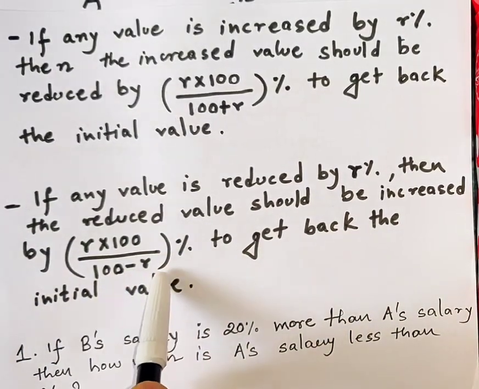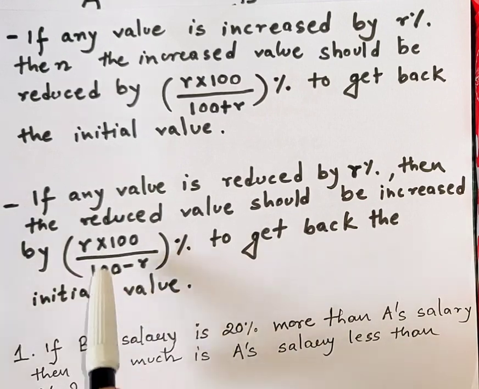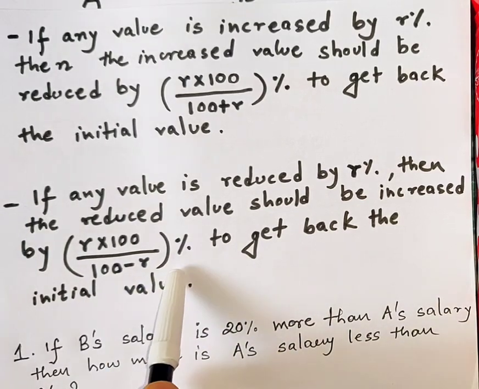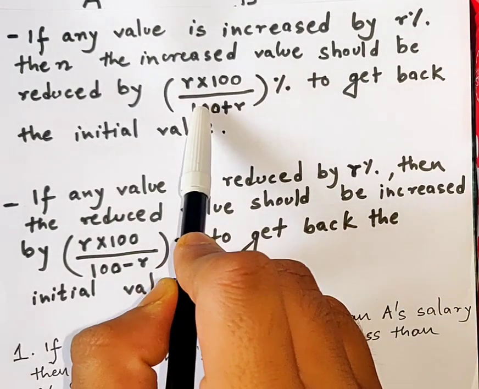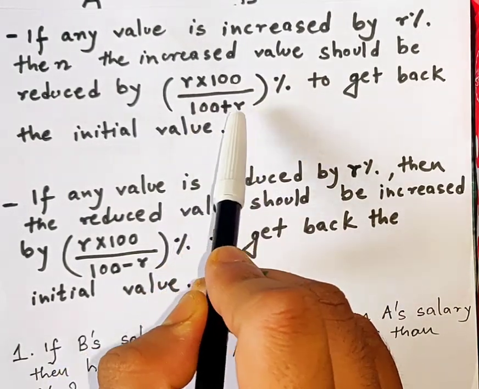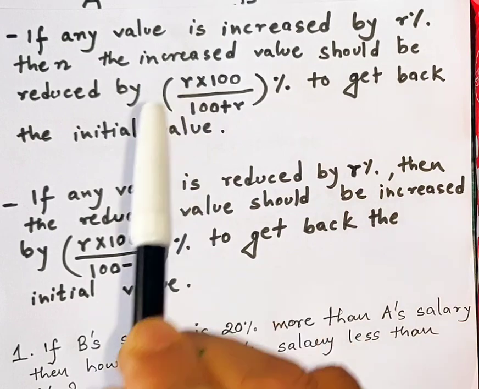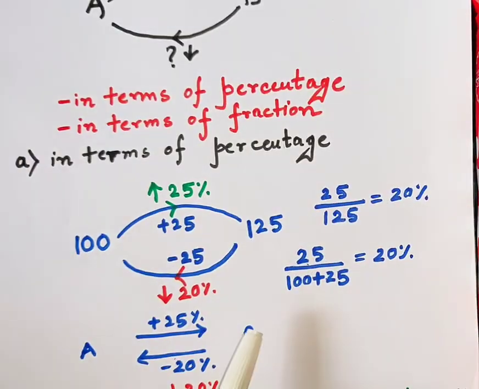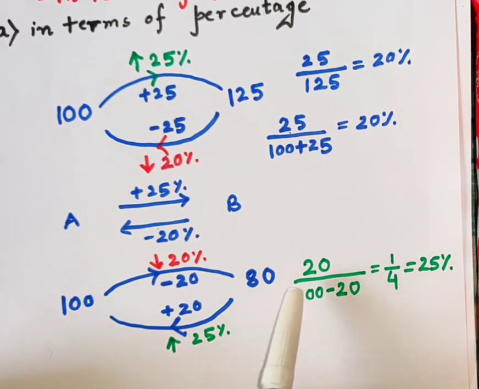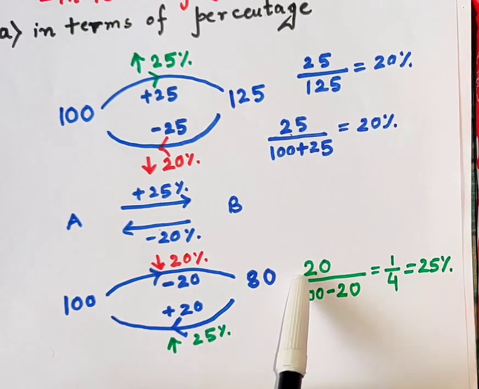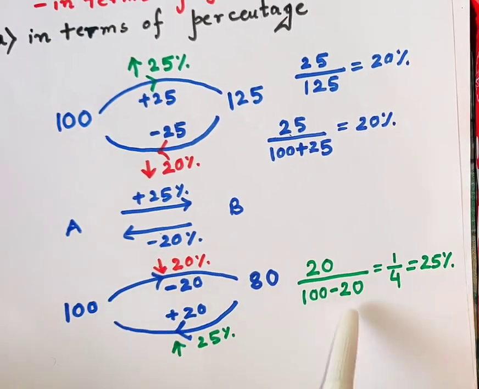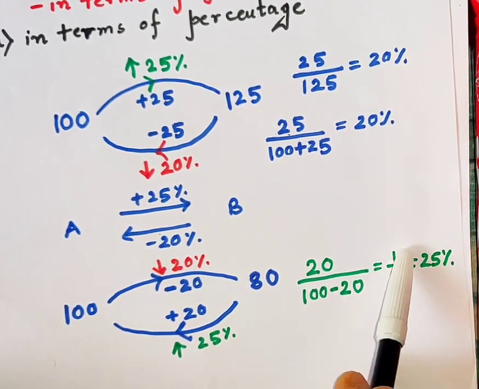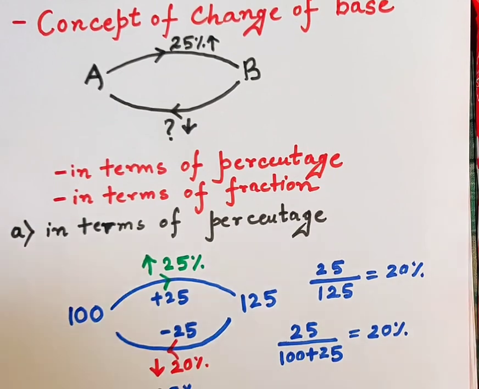Why 100 minus R? Because you have reduced, so your base has reduced. If your base has reduced, you need to subtract. In the earlier case you increased, so your base increased, and you added in the denominator. In this case the base is reduced, so you subtracted in the denominator. You can see what we did here. If it reduces by 20%, we subtracted from the denominator: 20 by 100 minus 20 is 1 by 4 into 100, which is again 25%.